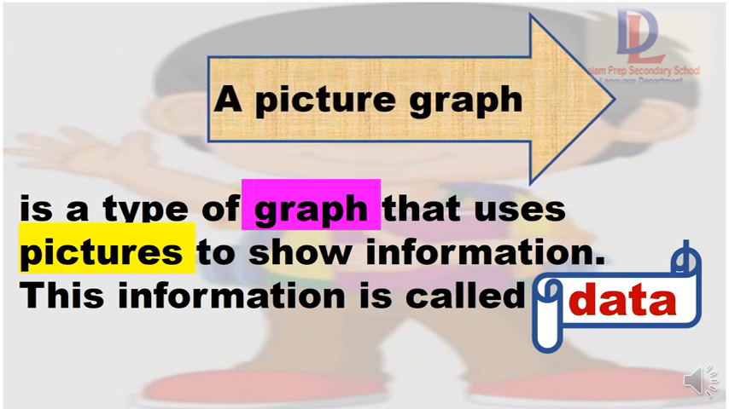A picture graph. A picture graph is a type of graph that uses pictures to show information. This information is called data.